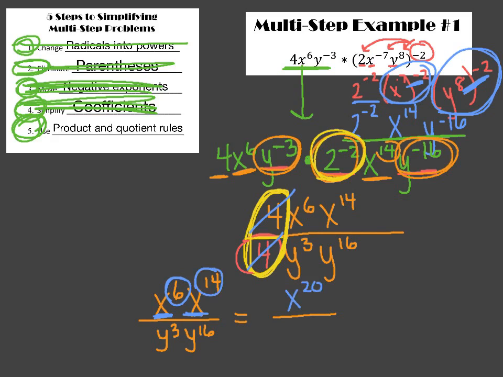Now I also have like bases on the bottom of my fraction. I have a y and a y. Again, because they're next to each other, that means they're being multiplied. So I take 3 plus 16 and I get y to the 19th power. And this is my final answer. Now I know it's my final answer because I only have one x variable and I only have one y variable. So that's my final simplified answer, and I am done with step 5.